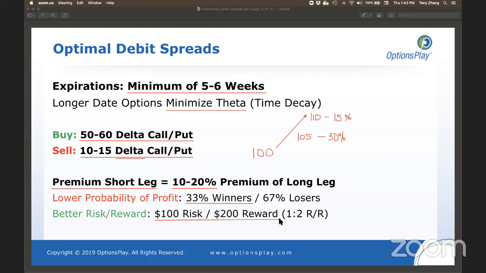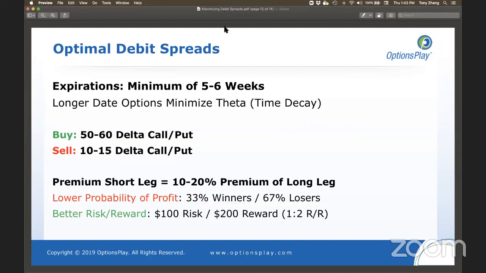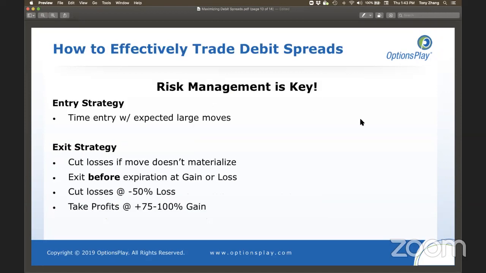So it's really, one is not better than the other. It really just comes down to the strategy that you're trading and what your outlook on the underlying stock is. But when you're trading debit spreads, it's just important to understand that you're going to get lower probability of profit, but you're going to get far better risk to reward. And you better be comfortable with that in order to trade debit spreads, because that is reality.